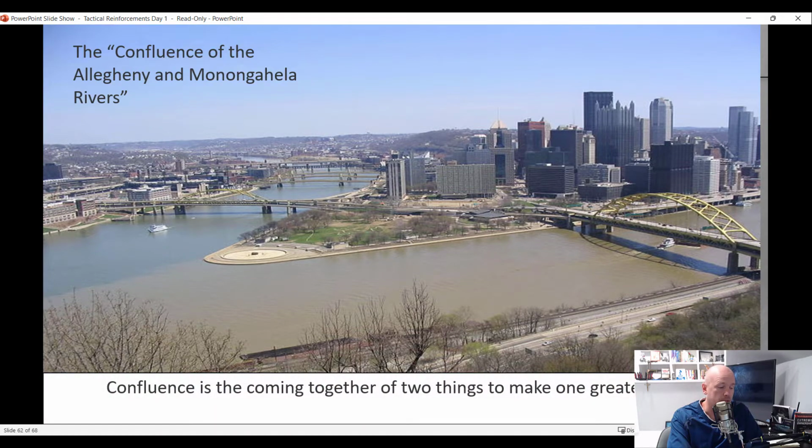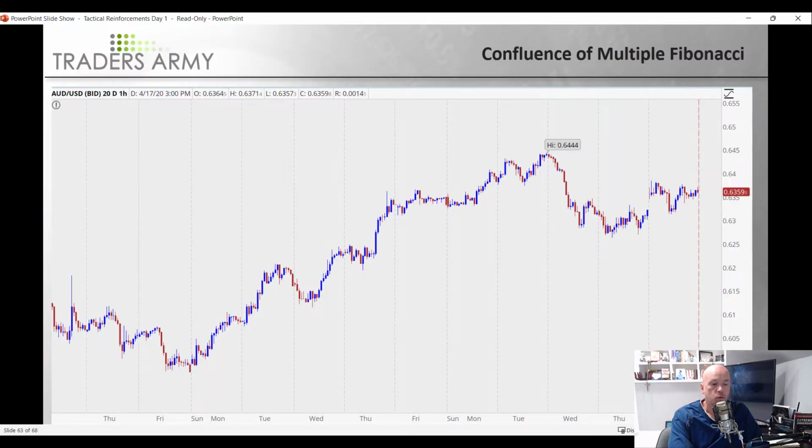And a confluence is the coming together of two things to make one greater thing, right? And in this case, the Allegheny and Monongahela rivers come together to form the Ohio River, which is a much greater river. Now, by the way, that comes together later on to form the Mississippi River. And so larger rivers are formed by the confluence of smaller rivers. So if I think about the confluence of rivers, when I think about my Fibonacci ratios, we're going to use the confluence of multiple Fibonacci numbers. Now, how do I do that?